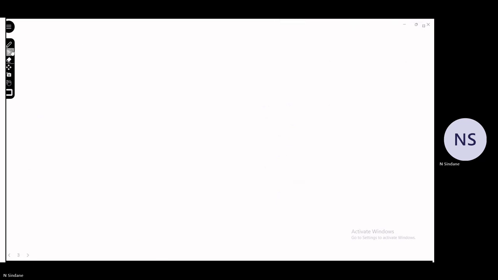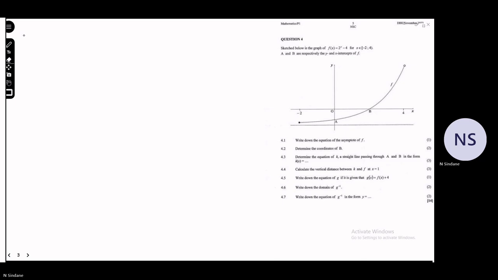4.5. They are saying, write down the equation of g if it is given that g of x is f of x plus 4. So we need g of x. So this is going to be 2 to the power x minus 4 plus 4. Then you can definitely see that g of x is 2 to the power x. Just like that.